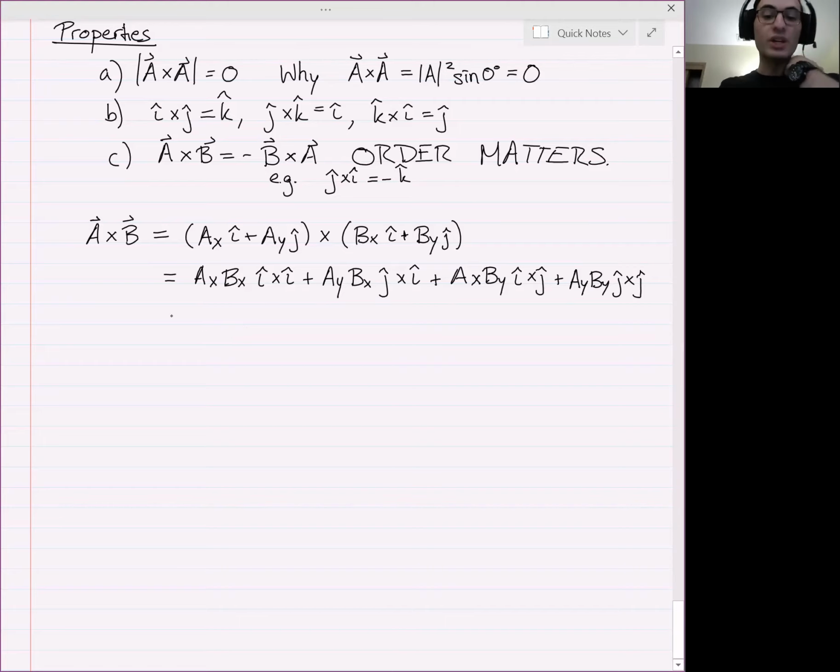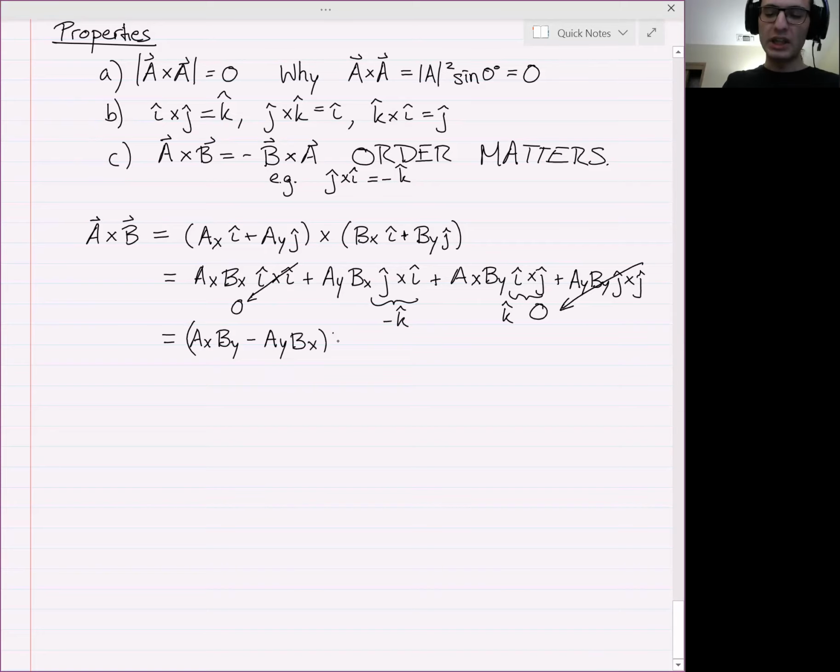Right, so now we can use our properties to figure out what each of these things are. i hat cross itself is 0, right? That was the rule: any vector cross itself is 0. Similarly, j hat cross itself is 0. We also know that j hat cross i hat is negative k hat. That's from our properties and the fact that you can reorder cross products by adding a negative sign. And i hat cross j hat is just regular k hat. So what we're left with is ax by minus ay bx in the k hat direction.